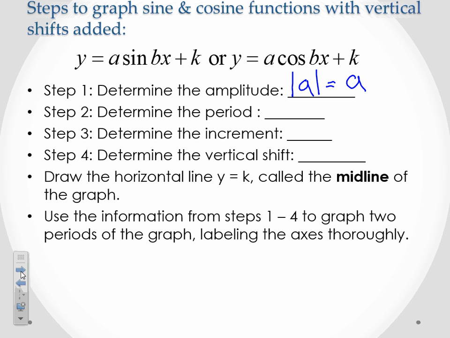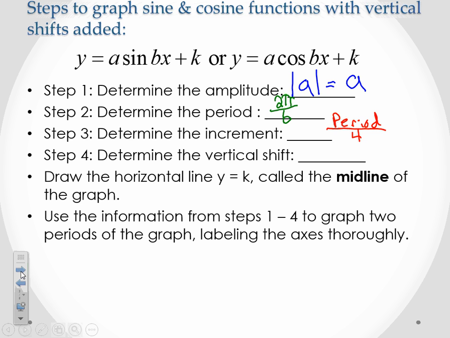Next, we need to determine the period. In order to find that, we're going to always take 2 pi divided by B. After we do that, we're going to determine the increments. When we determine our increments, we're going to take our period divided by 4. Step 4, we're going to determine our vertical shift.